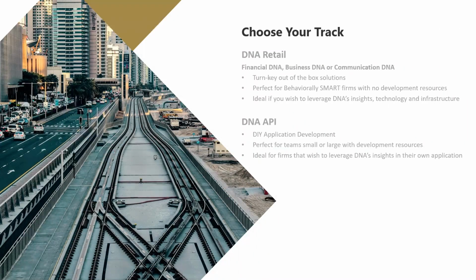As you work with DNA, there are two particular tracks that you can choose. The first one is what we call DNA retail. If you go to any of our websites, financial DNA, business DNA, or communicationdna.com, you can access the platform and have a turnkey solution out of the box. You can just buy it off of a credit card, your account automatically gets set up based on the inputs that you provide, and you can start to use that today. It's ideal if you want to leverage our insights, but you don't have your own technology or infrastructure or don't really care to build that out. The DNA retail tool is also a great way, if you hope to use our API in the future, to start getting your feet wet on a very cost-effective basis. If you're interested in any of our tools, you can go check those out at those websites.